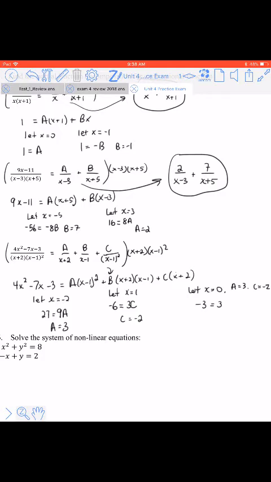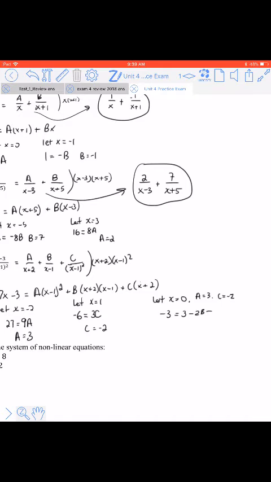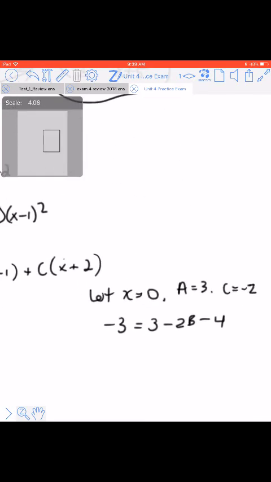Now I don't know what b equals, but remember I'm letting x equal 0, so here and here would both be 0. 0 plus 2 is 2, and then 0 minus 1 is negative 1. 2 times negative 1 is negative 2, and then negative 2 times b is negative 2b. And then here I'm letting x equal 0, so 0 plus 2 is 2, and then c equals negative 2, so 2 times negative 2 is negative 4.